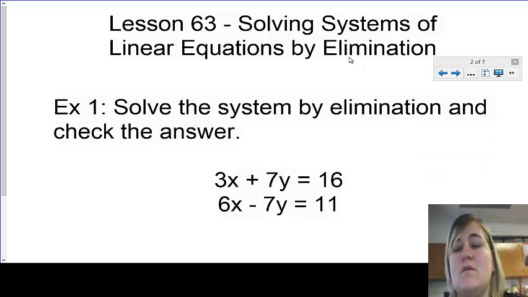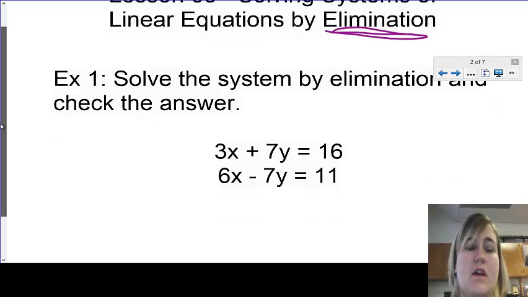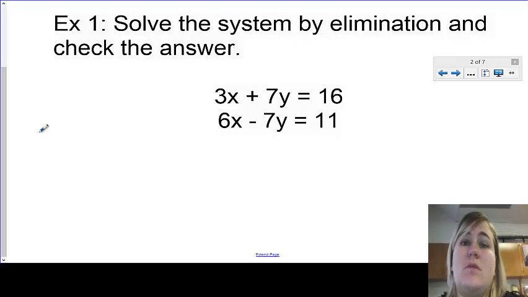We have solved systems by graphing. We have solved systems by substitution, and now we're going to practice solving by elimination. To be able to eliminate a variable, what we have to have is a coefficient with an opposite sign, but that's the same. So they have to be opposites. So here, my x's, I have a coefficient of 3 and a coefficient of 6. Those are both positive, and they're not the same coefficient. So that won't work. Here, I have a positive 7 and a negative 7 for y.